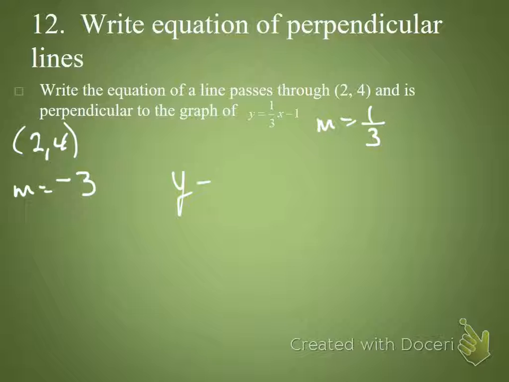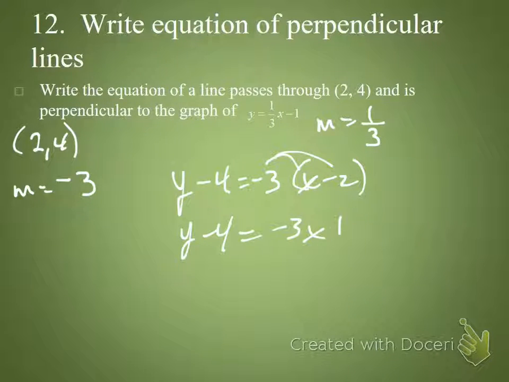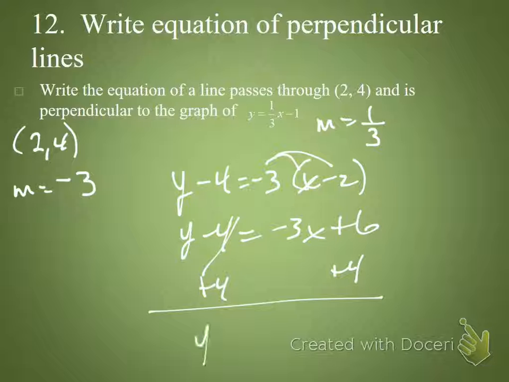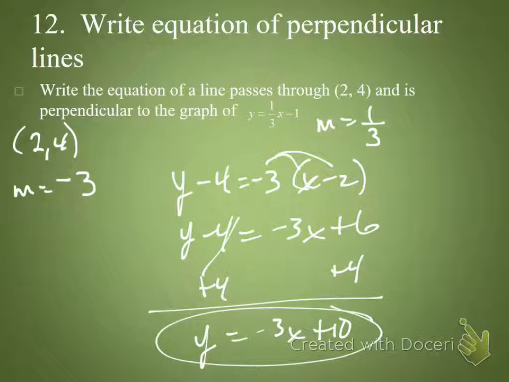Now that we have a point and a slope, we're going to plug this into point-slope form. Distribute that -3, because now we're going to put it in slope-intercept form. Then add 4 to both sides. And you have both forms, both point-slope form and slope-intercept form. Okay? And there you go.